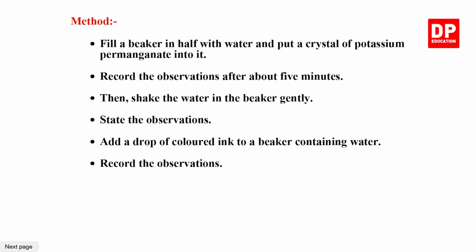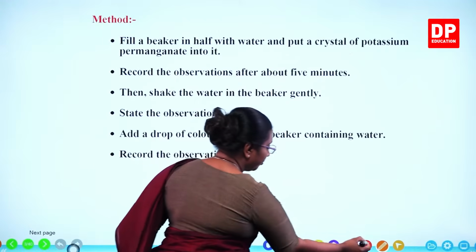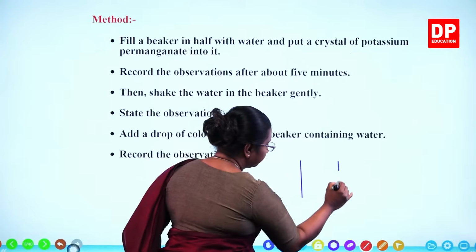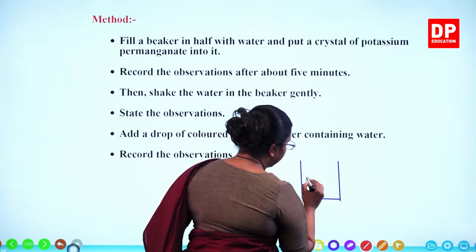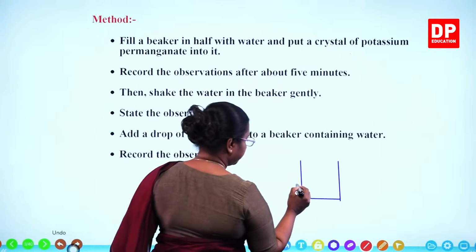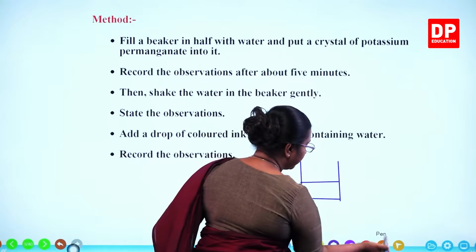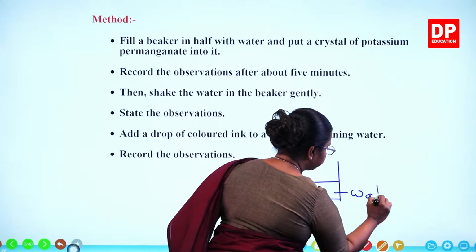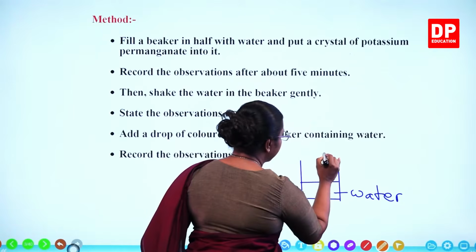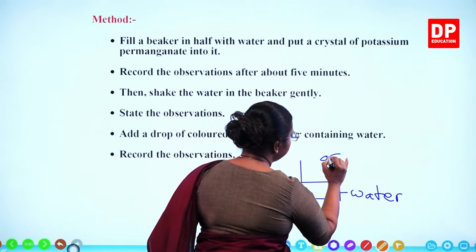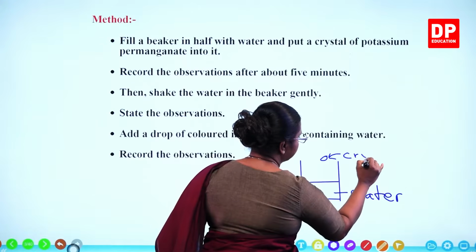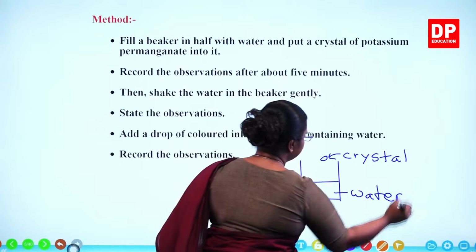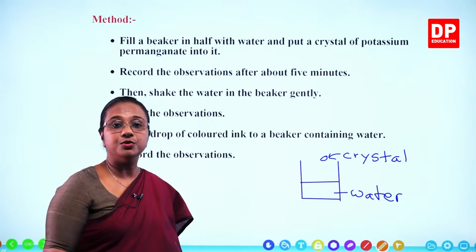So the method. Fill a beaker half with water and put a crystal of potassium permanganate into it. So you will have to take a beaker and in that you will take half the amount of water, and into that you put a small crystal of potassium permanganate. I'll just write it as crystal here. So that has to go into water.